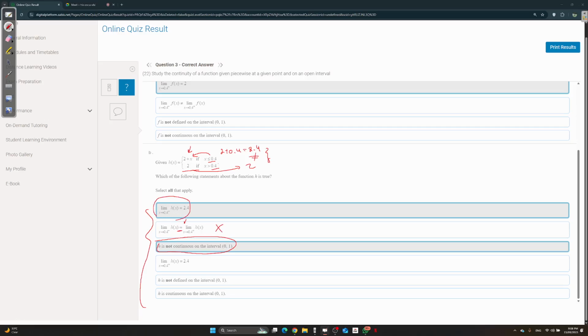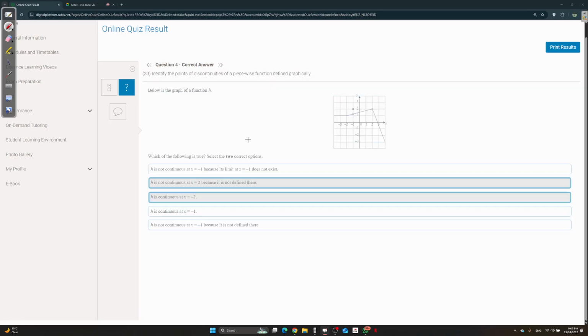With 0.4 minus, we figured it out to be 2.4, so that's correct. 0.4 plus 2.4? No, 0.4 plus is 2, we said. H is not defined. Is it not defined? It is defined. Is there any place where it's not defined? Is there any fraction for it not to be defined? It's not defined if you have, for example, 2 plus x over x plus 2. What would make this denominator 0? Negative 2. So you would say it's not defined at x equals negative 2 if it was a fraction. But here there's no fraction, so there's no way for it to be undefined. H is continuous on the interval. We said it's not continuous since these two are not equal.